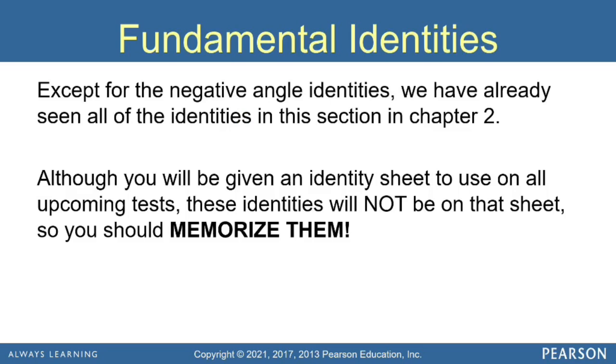You need to be aware that we will have an identity sheet for you to use on all the remaining tests in the class. If you're taking this online, that would just be your final exam. If you're taking this on campus, that would be test 3, test 4, and the final exam. You'll have access to an identity sheet, but the identities from this section will not be on that sheet because they are fundamental identities. You should know them by heart. So all the identities in this section, be sure to memorize them.